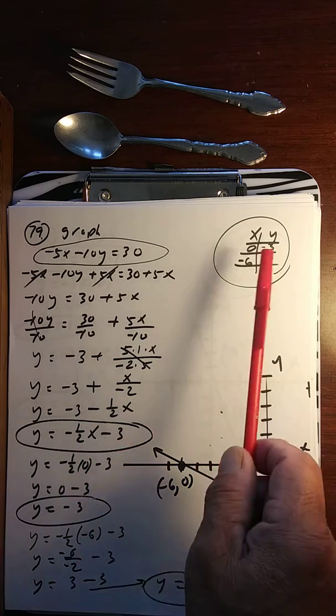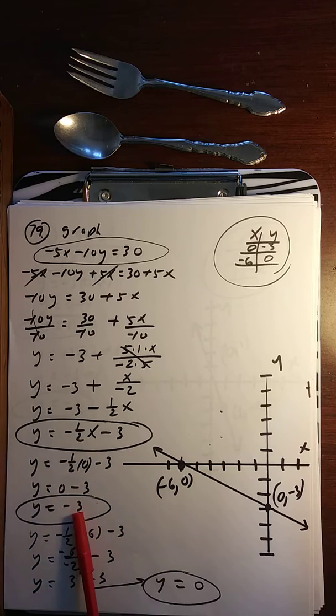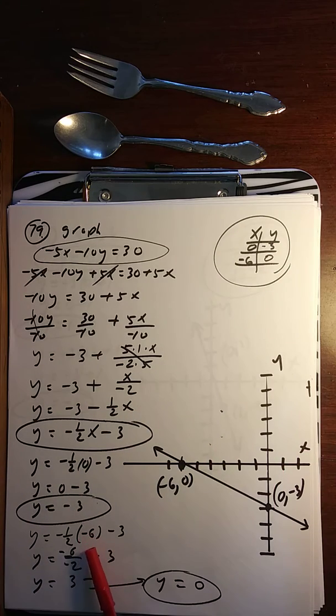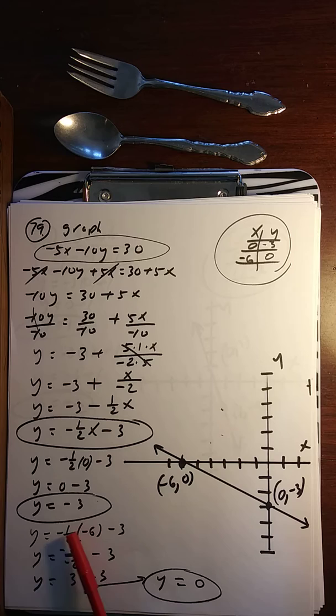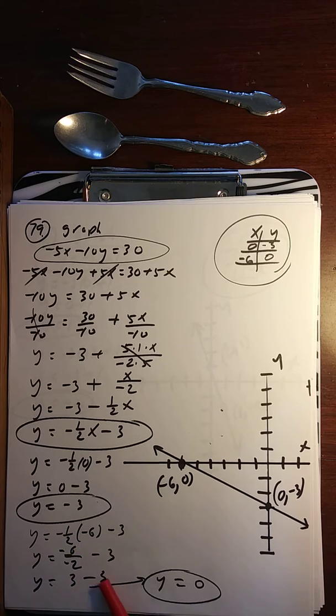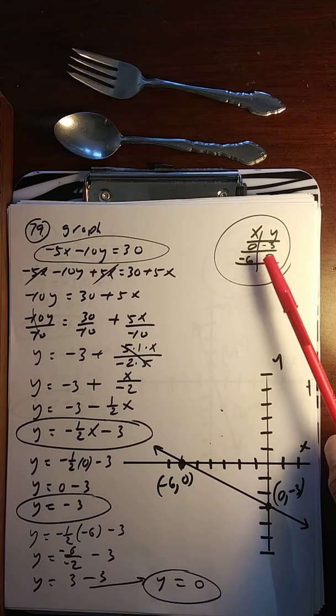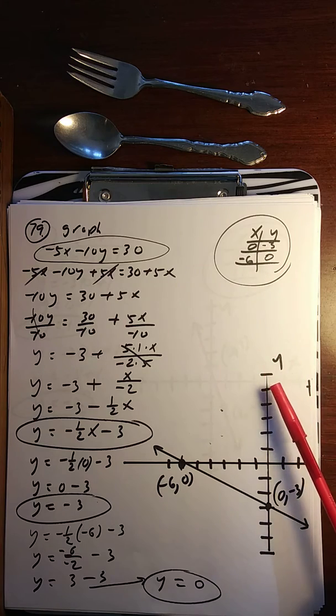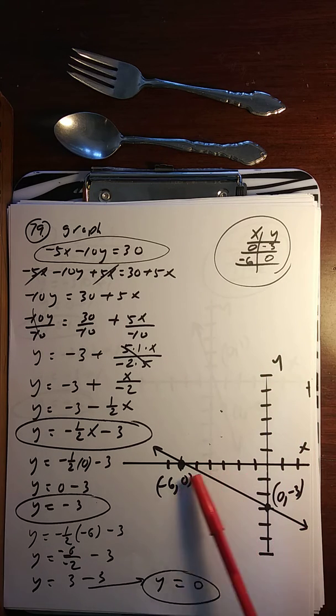So now put a 0 in there. 0 minus that, negative 3. And then put a negative 6 in there. That's going to give you negative over negative, a positive 3 minus 3 is 0. So we have 0, negative 3, and negative 6 and 0. So 0, negative 3, and then what? Negative 6 and 0 right there. Connect the dots.